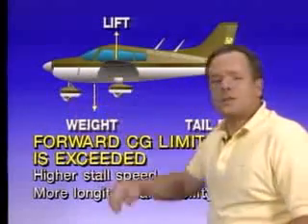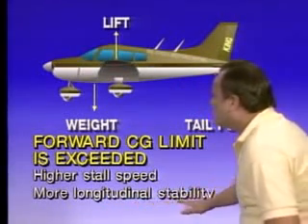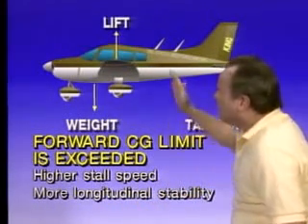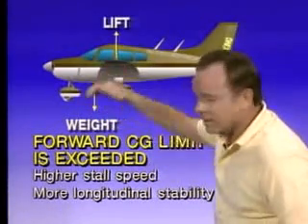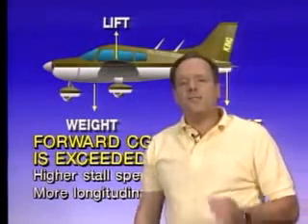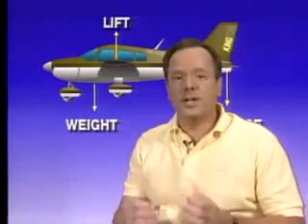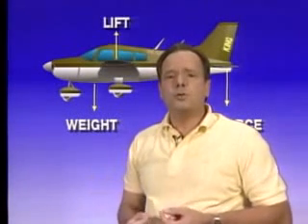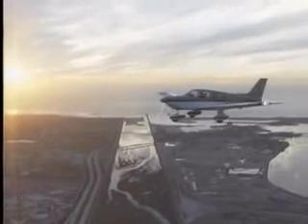But if you did exceed the forward CG, what would happen to the aircraft's longitudinal stability? And the answer is it would increase, because you would have less pitching. Longitudinal stability is pitching stability of the aircraft. So once again, a forward CG gives you more stability but less efficiency, and an aft CG gives you more efficiency but less stability. There is an obvious trade-off between stability and efficiency.